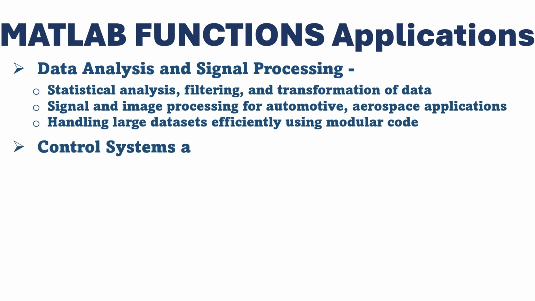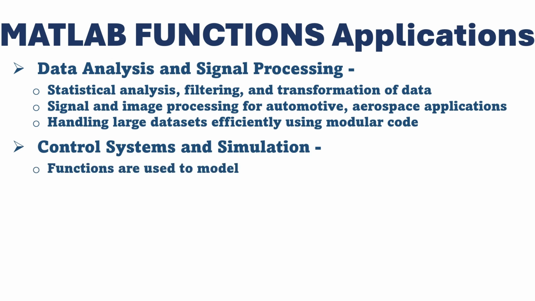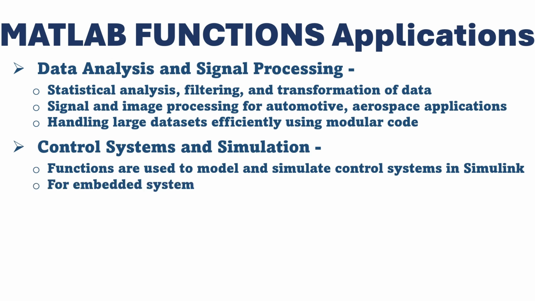The next area is control systems and simulation. Here, the functions are used to model and simulate control systems in Simulink, enabling rapid prototyping and testing without physical hardware. For embedded systems, Embedded Coder generates C code from MATLAB and Simulink functions. Example: vehicle function simulation and code generation for ECU development.